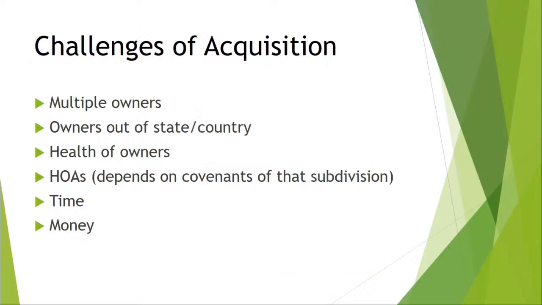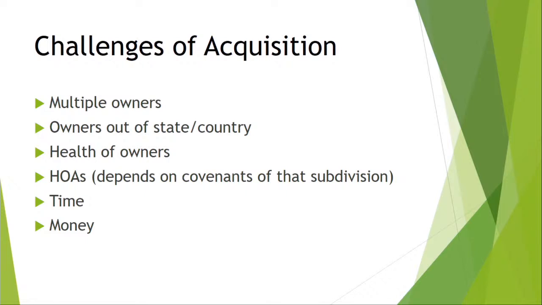What are some challenges to acquisition? There's 6 things up here, but really they relate to time and money. There could be, with a particular piece of property, multiple owners. Could be one owner, could be 10 owners. Each property is different, and those owners could be individuals. They could be companies. These can create challenges just with the amount of time needed to be able to find those owners and then negotiate with them.